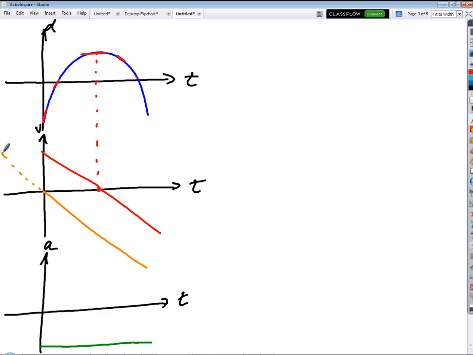Let's even go further with it. The red graph corresponds to the blue graph, doesn't it? But even if that's the red graph, could I draw other blue graphs that go with just this red graph?